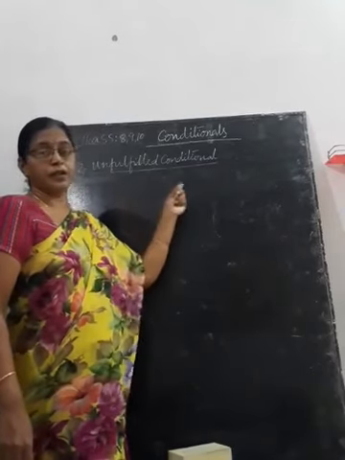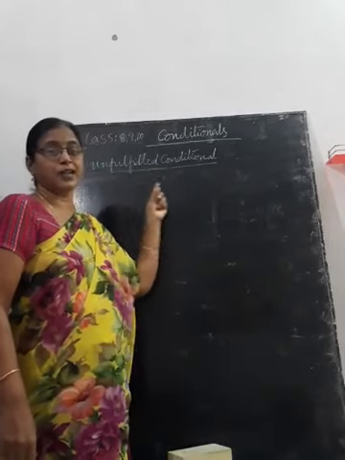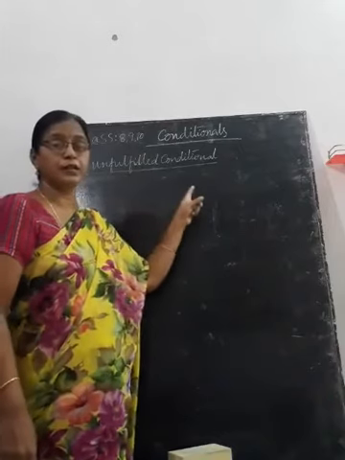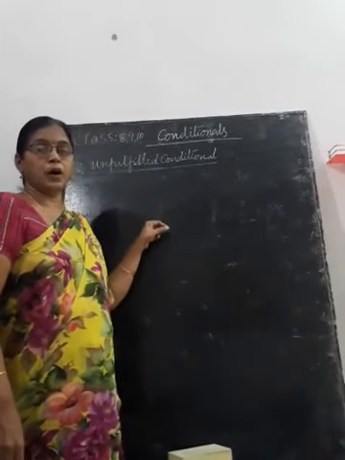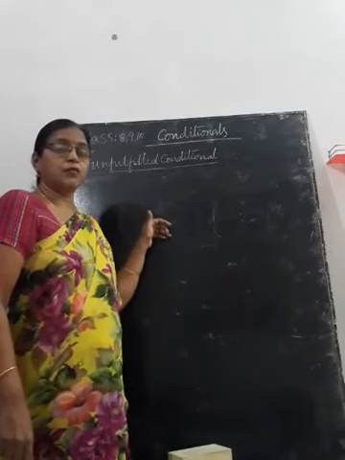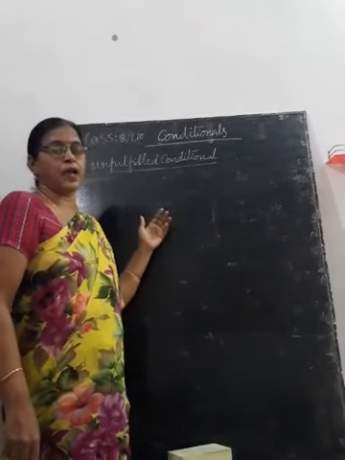The third kind of conditional sentences are called unfulfilled conditional sentences or rejected conditional sentences. Unfulfilled conditional sentences are used to talk about the past. If the situation had been met, the result would have been different. It never happened.